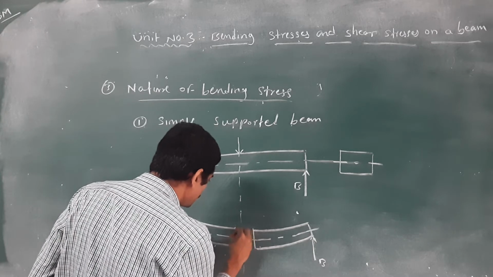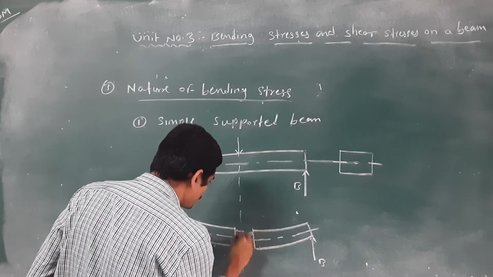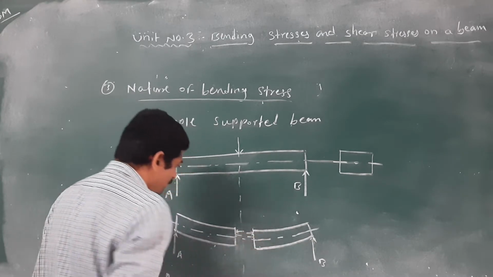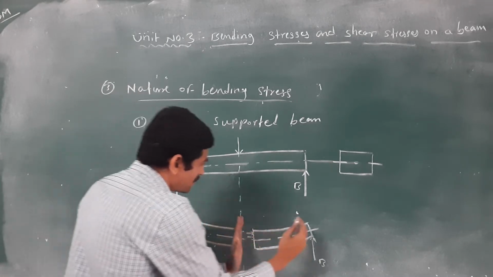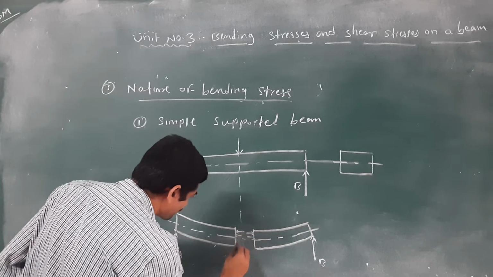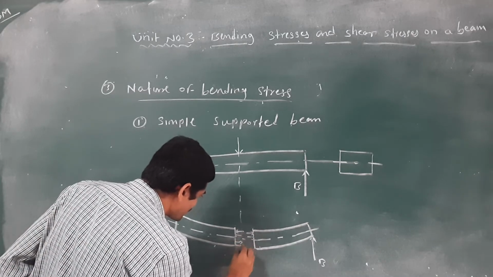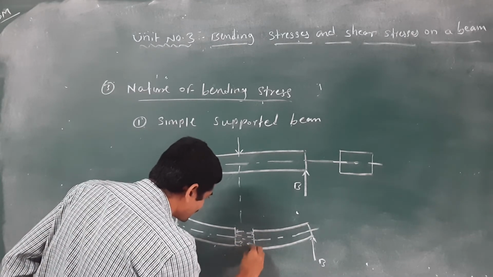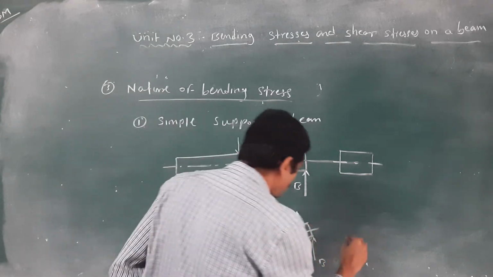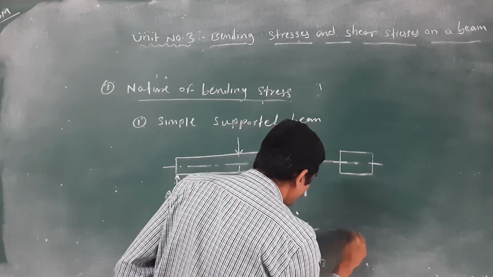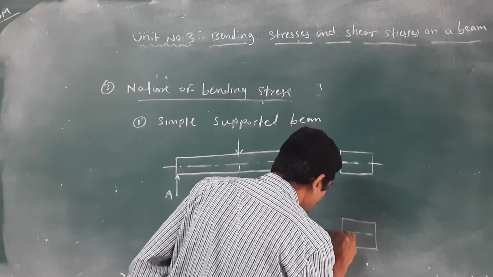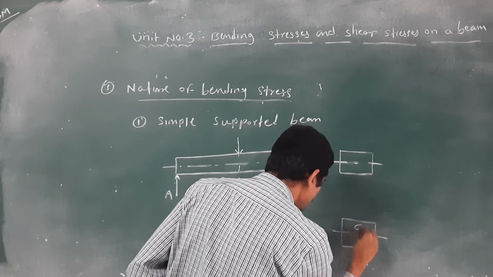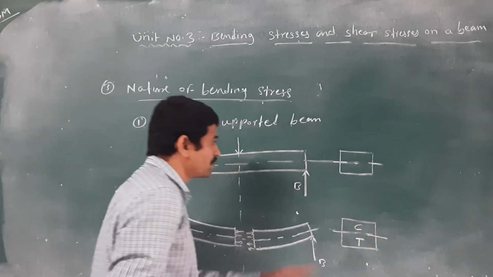Here, in the simply supported beam, you will get the compressive stresses. You will be compressed, and here also you will get the compression. And below the neutral axis, you will get the tension. I will show you the cross section. Again, check that. Here you will get which type of stresses? Compression stresses above the neutral axis.